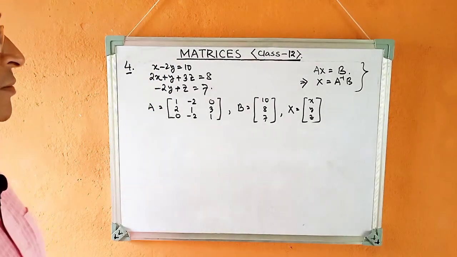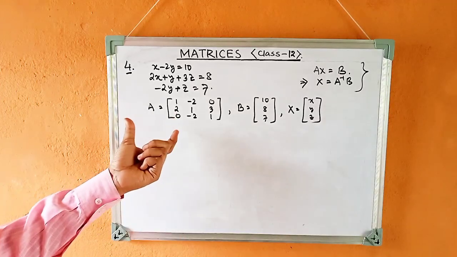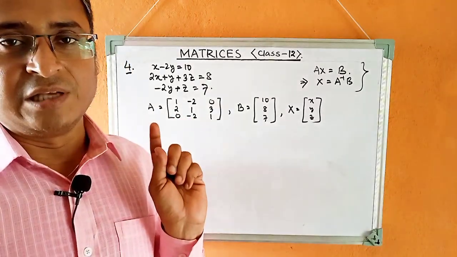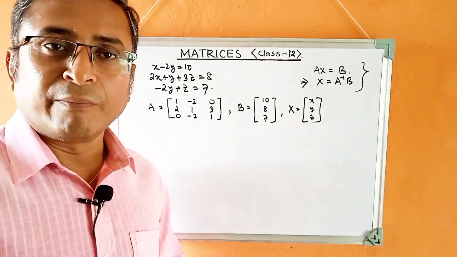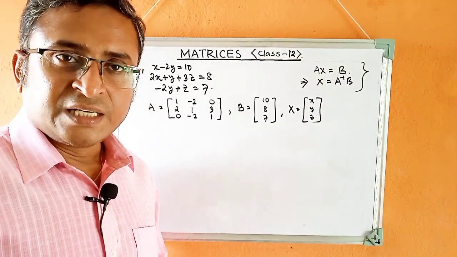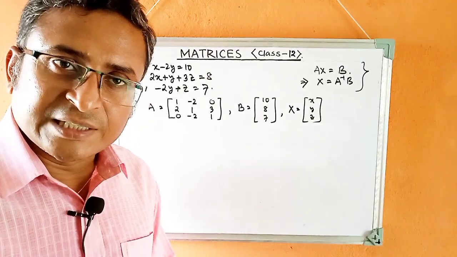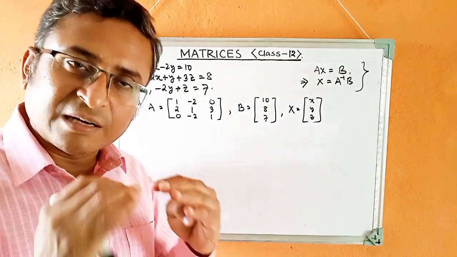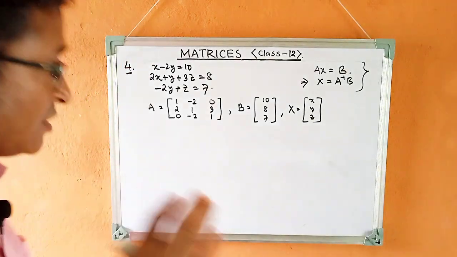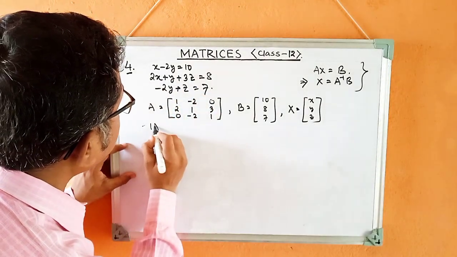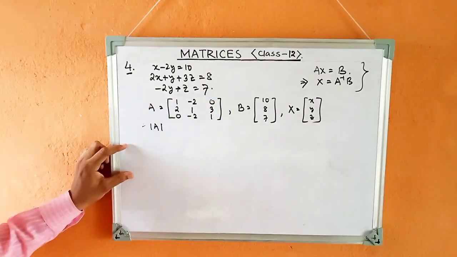First of all, determinant of A must not be equal to 0. If it is 0, then it is not possible to solve this equation. So first of all we check that determinant A must not be 0. So first find the determinant of A, that means the determinant of this matrix.